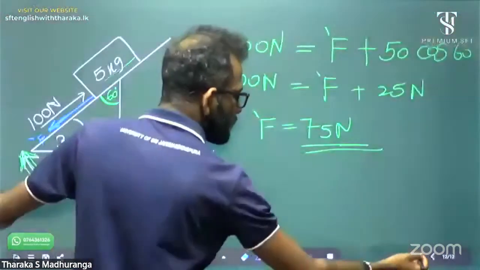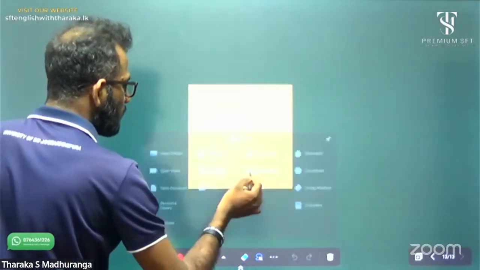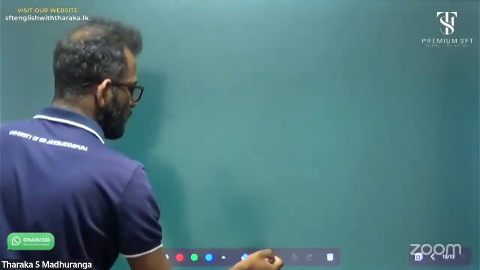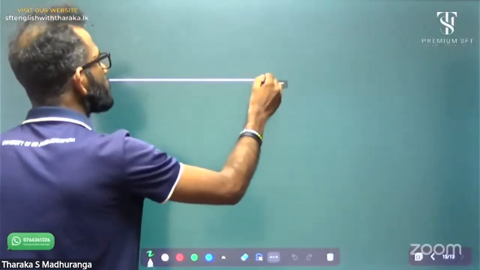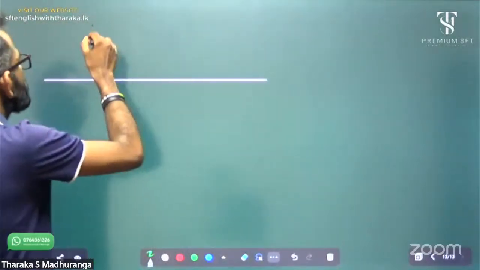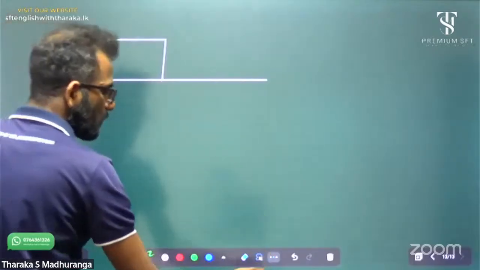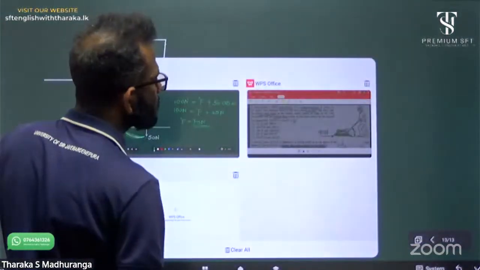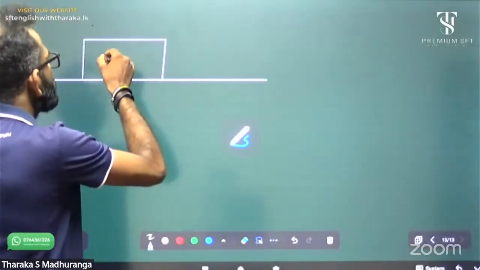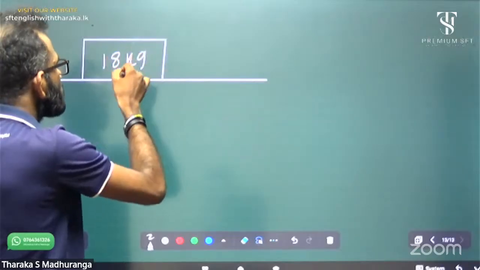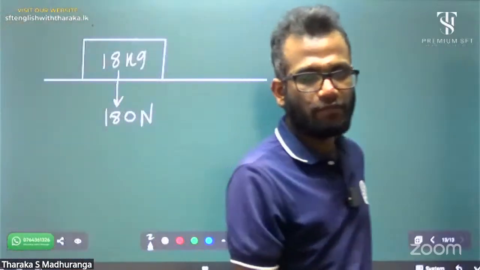I'm going to draw this figure, this lawn mower, on my board. Okay, clearly understand. This is the horizontal path. This is the lawn mower. It's 180 Newton, which means 18 kilograms. The weight equals 180 Newton. That's the weight.